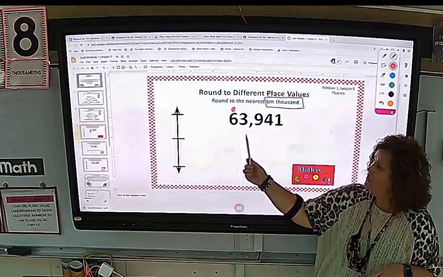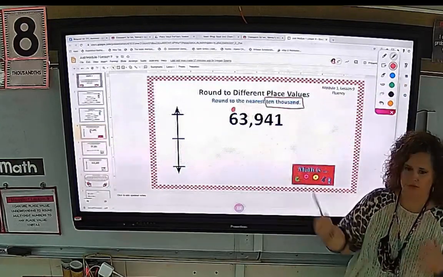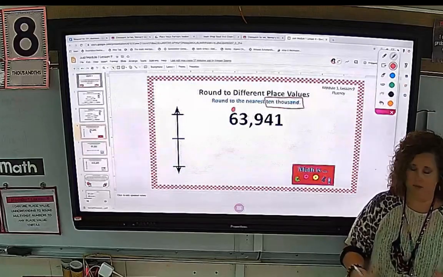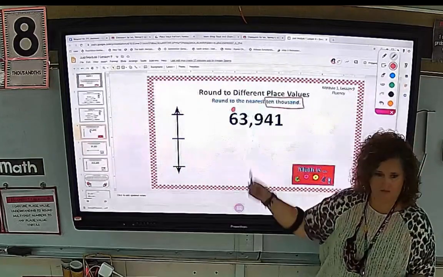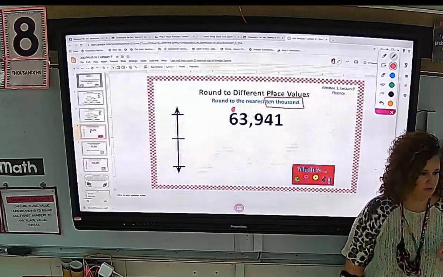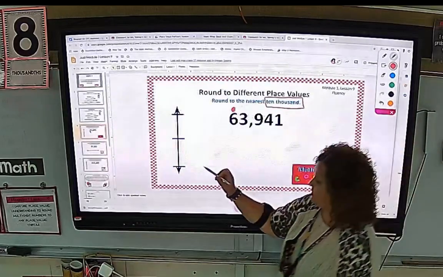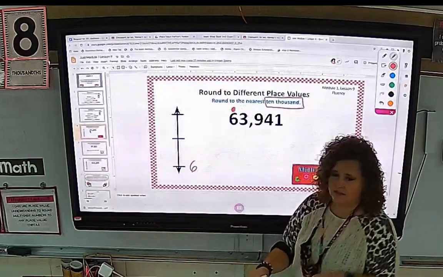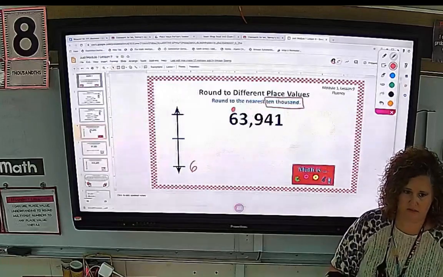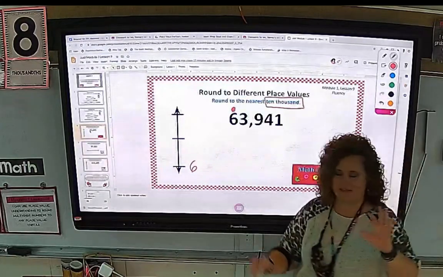Okay. So when we ask, how many 10,000s are in this number to start with, can we say 63,000? No. Not 10,000s. How many are there? 6. We're just going to look in the 10,000s place. Yes, there are 6. 6 10,000s. 10,000 6 times. That is 60,000.